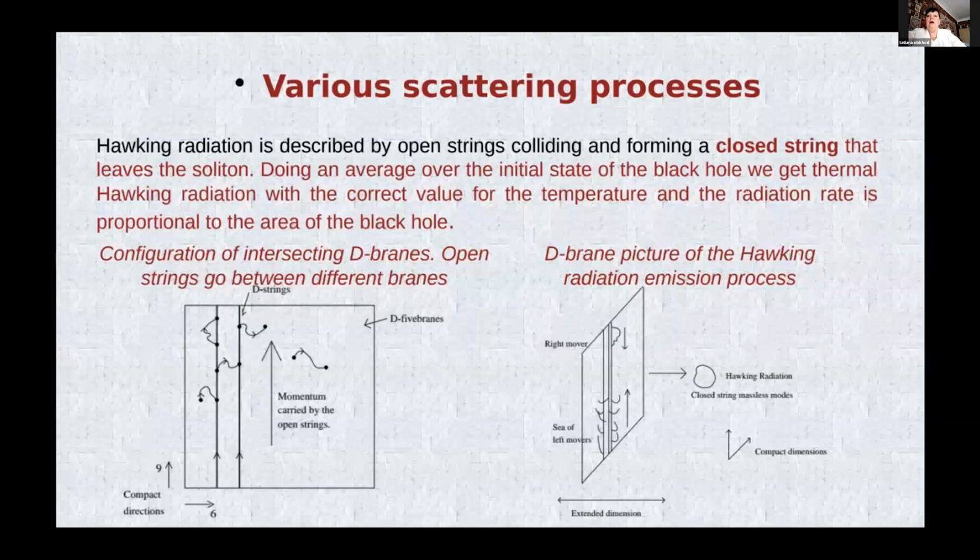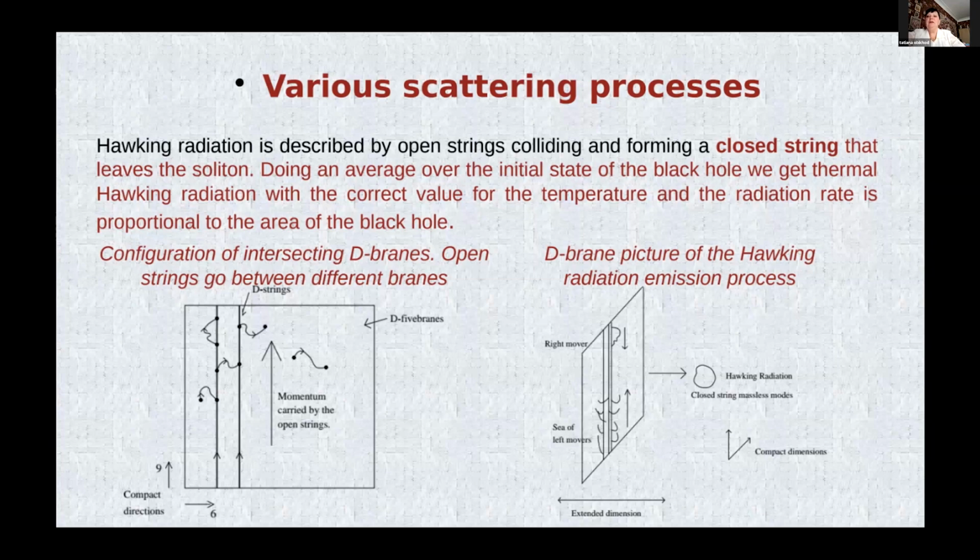Bottom. Various scattering processes. Hawking radiation is described by open strings colliding and forming a closed string that leaves the soliton. We know that Hawking is a great scientist who studied the properties of black holes, and he predicted the radiation of black holes. So this radiation is called Hawking radiation. But what about strings and the treatment of the entropy of black hole in terms of string?